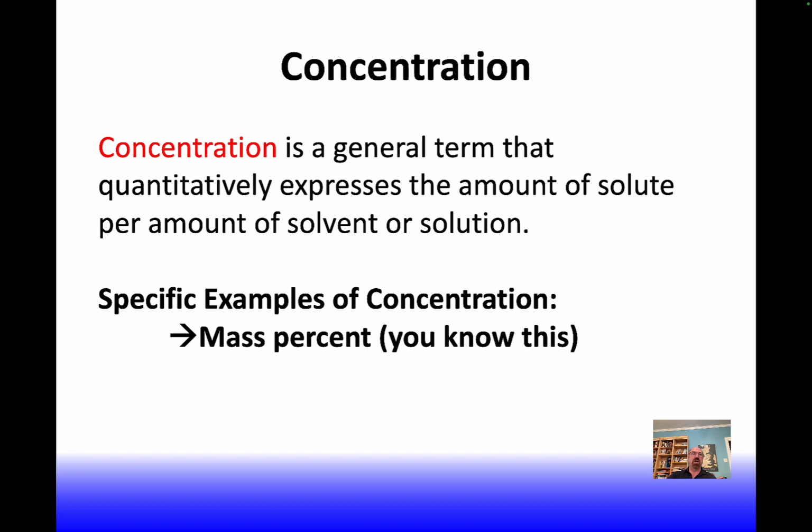Let's suppose you have some salt water and you put 5 grams of salt in 95 grams of water, and you want to find out what its mass percent is. You take the mass of the salt, 5 grams, you divide by 100 grams, that's the total mass of the solution, times 100, and you have the mass percent of salt in your solution.